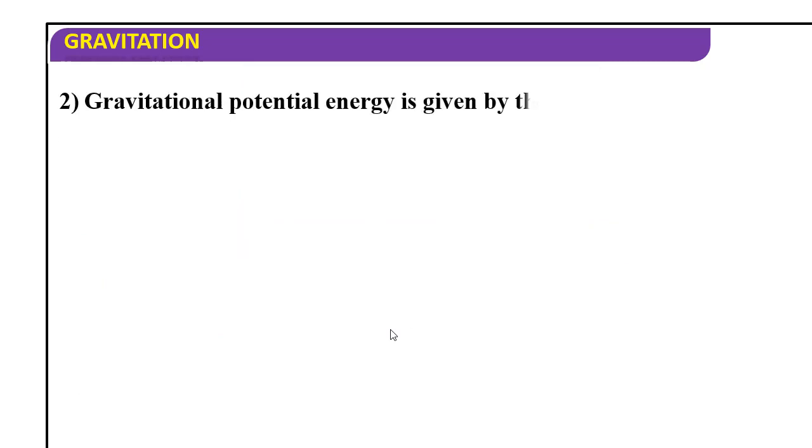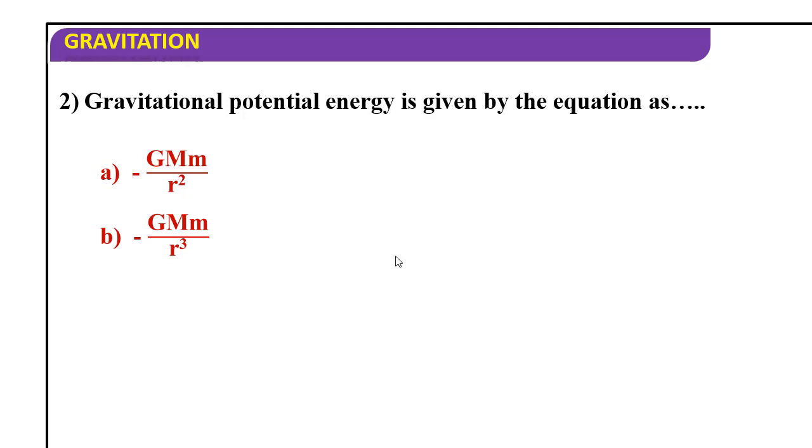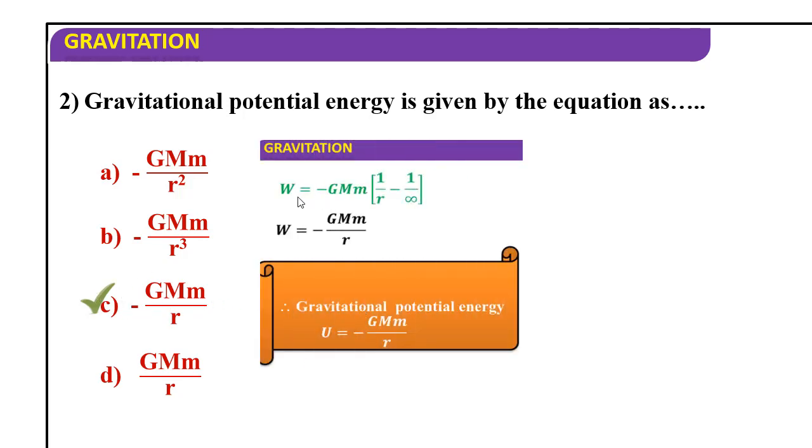Second question. Gravitational potential energy is given by the equation as minus GMm by R square. That is correct, first one is the answer. Sorry, this is force actually. This is minus GMm by R. I'm sorry, this is the value. So minus GMm times (1 by R minus 1 by infinity), this is 0. So minus GMm by R. This is the gravitational potential energy.